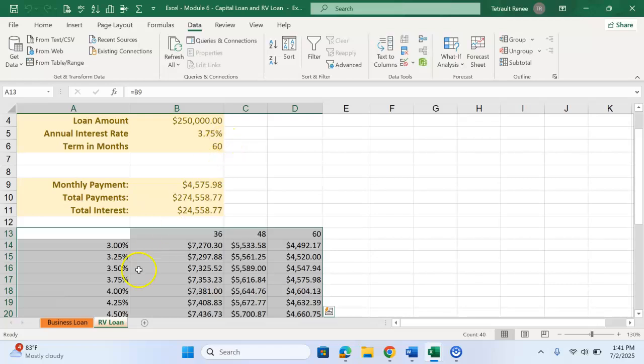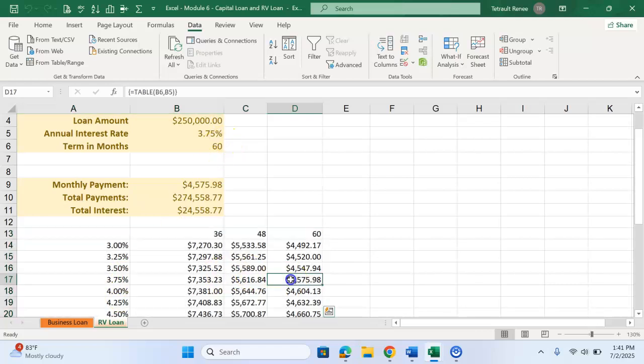And if you look at this one, the 3.75 for 60 payments is the actual one. So of course, if you paid it in less time, you're paying more money each month because you're doing it in less time, 3 years versus 5 years.